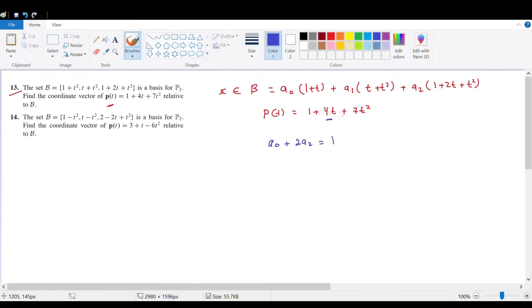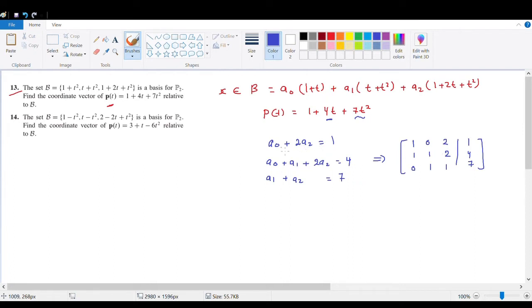Then for 4t, the coefficient of t: a0 from the first one, plus the coefficient of t here, a1, plus the coefficient of t here, 2a2, should be equal to 4. Now for t squared, there is no t squared here. The coefficient of t squared here is a1, plus the coefficient here, a2. So this should be equal to 7. Now if we build our matrix, we have this form. The coefficient of a0 is 1, 1, 0. Then the coefficient of a1 is 0, 1, 1. The coefficient of a2 is 2, 2, 1. And then we have 1, 4, 7. So now our matrix is this one. We just need to do row operations.